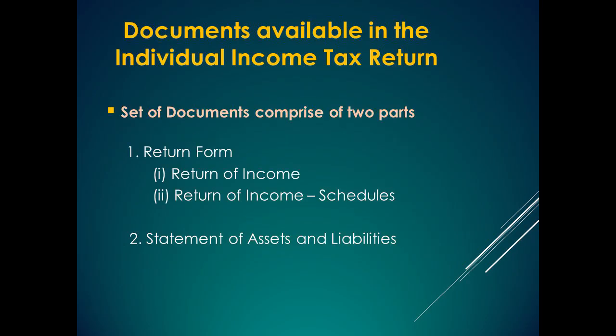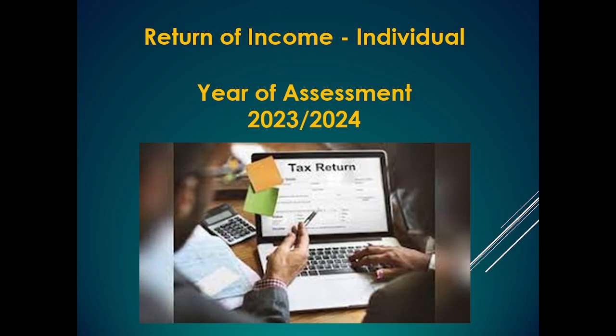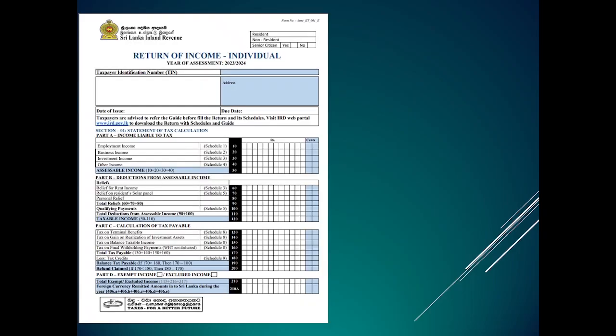The set of documents to be submitted by you for the individual income tax return comprises two parts: the return form and the statement of assets and liabilities. The return form consists of the return of income and mandatory schedules therein. Let's look into the individual income tax return to be submitted for this year of assessment.